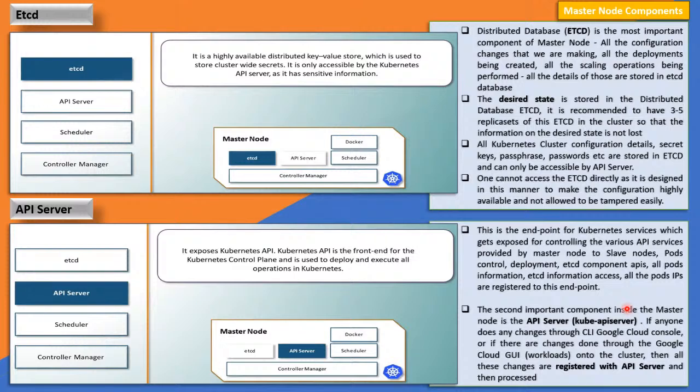The second important component inside the master node is the API server, or sometimes it is also called the Kube API server because it is Kubernetes. One more thing, this is a favorite interview question. Why is Kubernetes called K8s? Can anybody tell me?